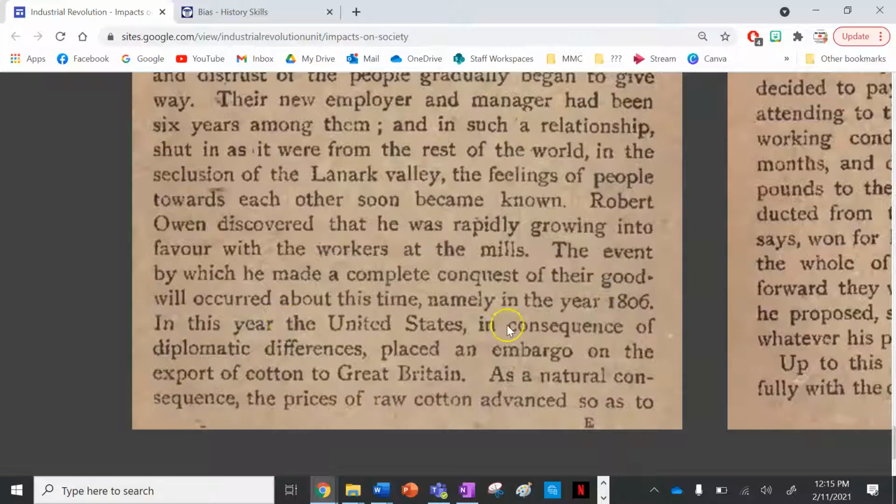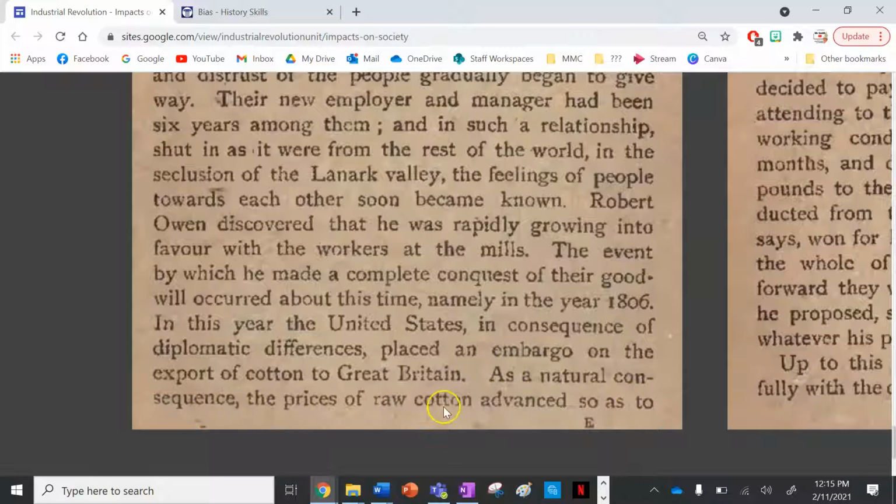In this year, the United States, in consequence of diplomatic differences, placed an embargo on the export of cotton to Great Britain. So pretty much America told Britain they weren't going to trade with them anymore because Britain and France didn't like each other at this stage, and they kept putting pressure on America, and in particular American ships, to get involved in their political differences. So the United States said, no, we're not putting ships in your waters, we're not going to trade you cotton.